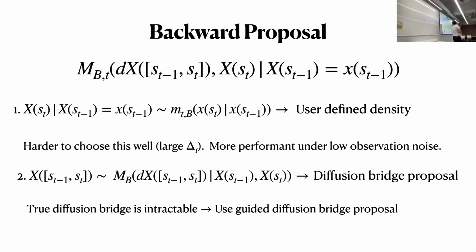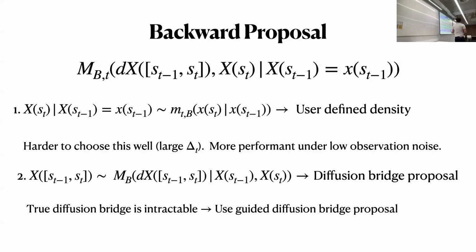One thing to note is that these can be more performant under low observation noise. So if we have a Y that is very close to the signal process, and this gives us a lot of information about where the point ends, then of course we can embed it into this, and that can help us with performance.